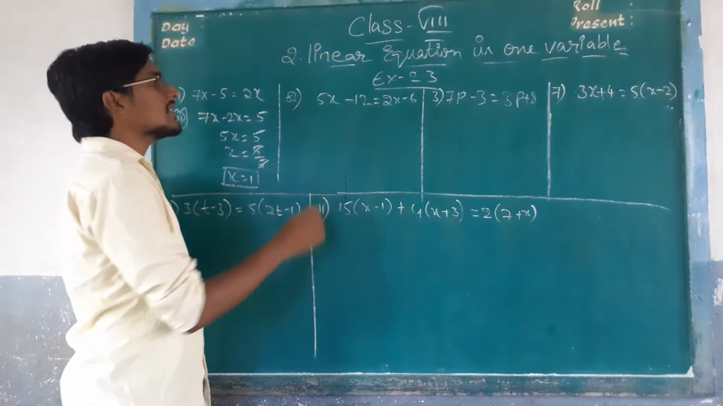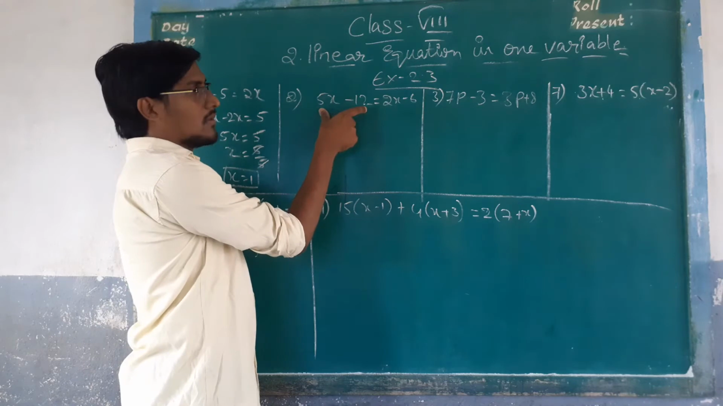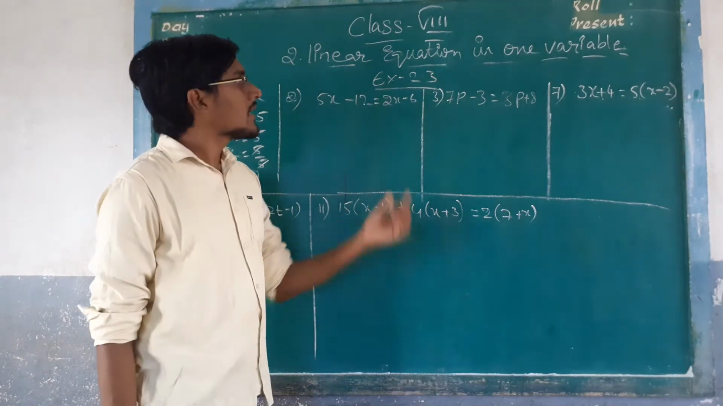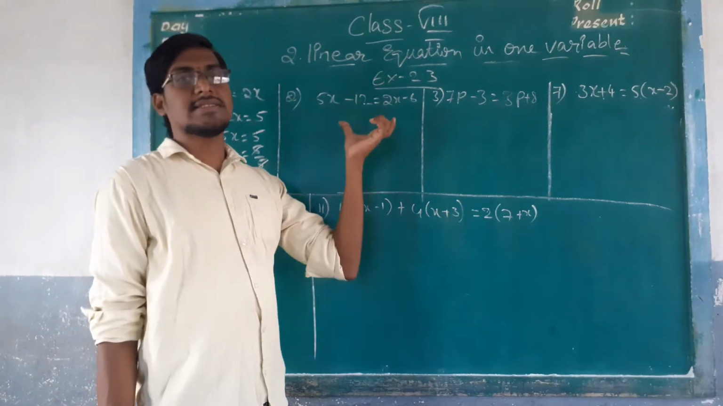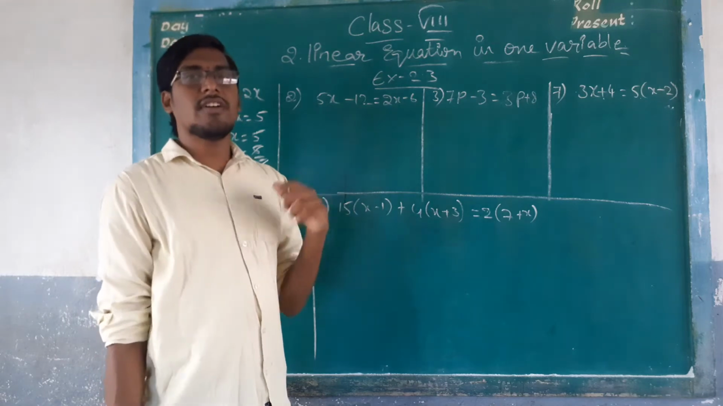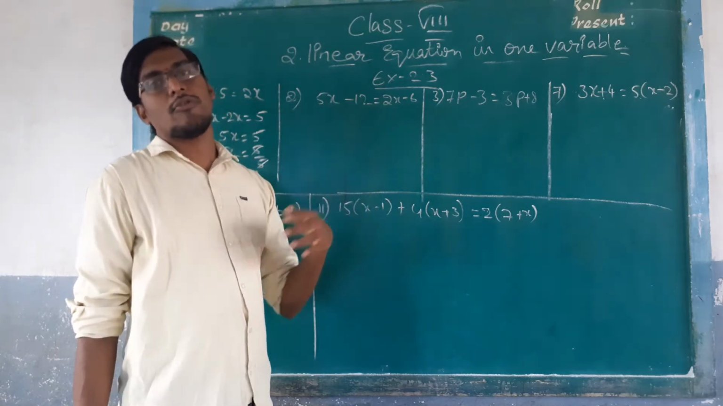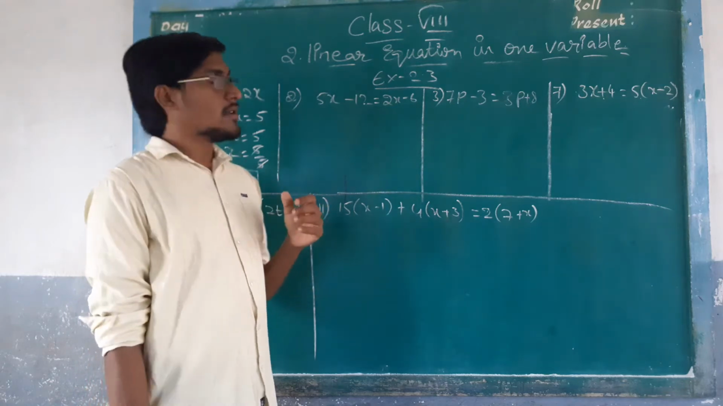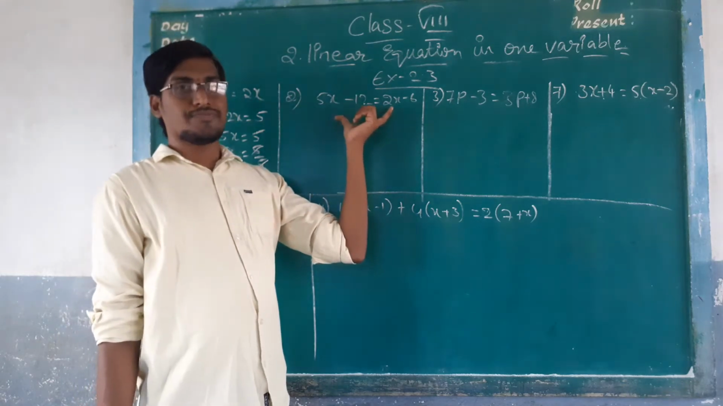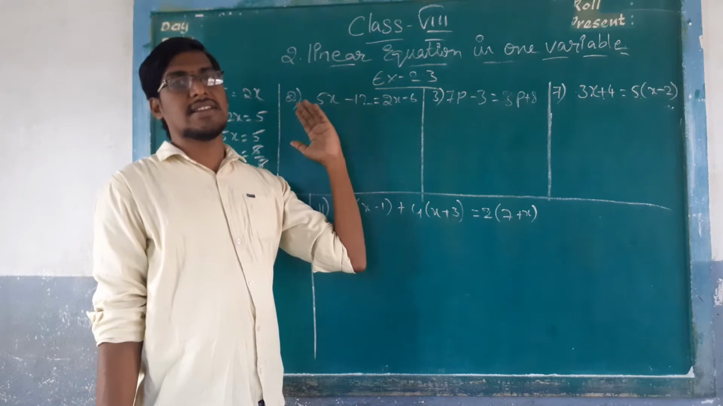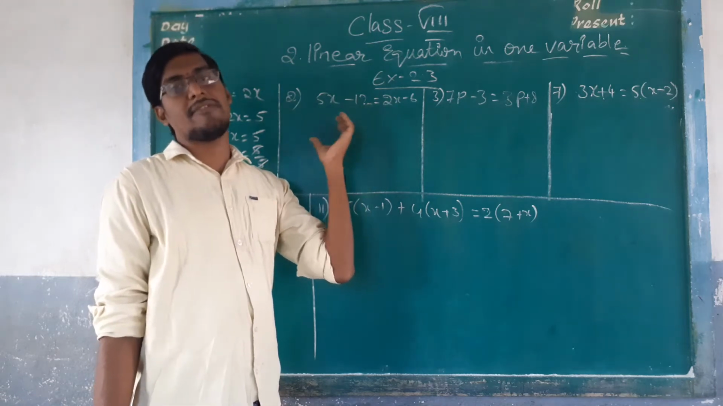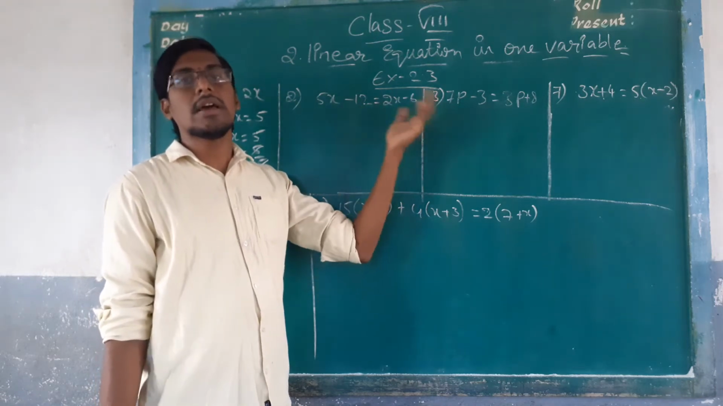What is the next sum given here? 5x minus 12 equal to 2x minus 6. Here there is one variable. What is the variable here? x. So we have to find the value of x. Put the variables on the left hand side and the constant values on the right hand side.